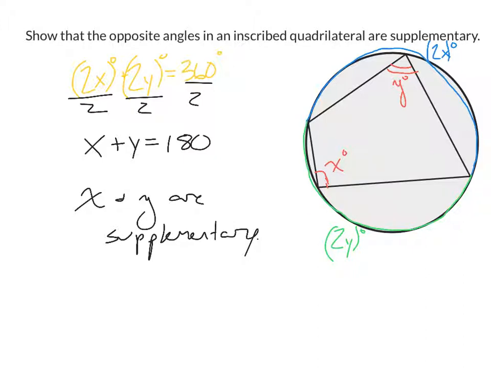So we know something new about quadrilaterals. If they're inscribed inside of a circle, their opposite angles have to equal 180. They have to sum to 180 because they are supplementary. Let's use that information on the next slide.